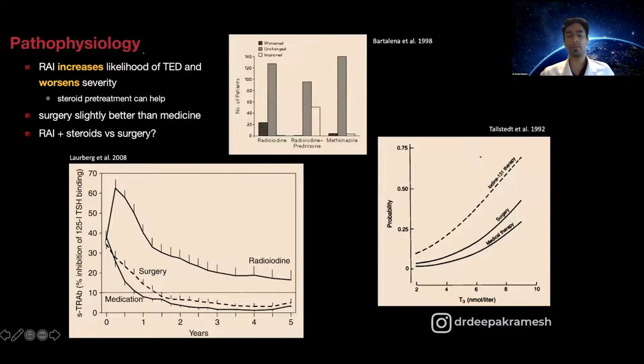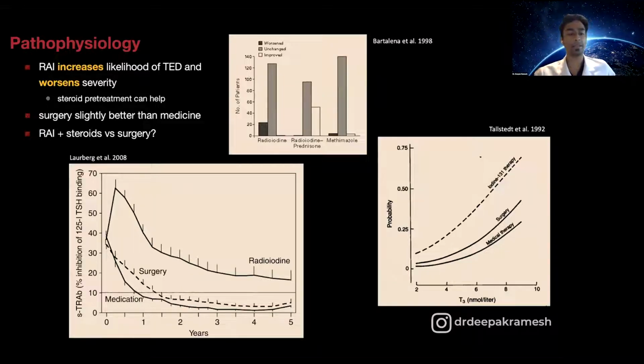So if you have a patient in your office who has hyperthyroidism, they haven't been diagnosed with TED yet, and the endocrinologist is asking you, should I treat with radioactive iodine? If they have signs that are concerning, you probably want to tell them you can co-treat with steroids, or you can choose medical or surgical therapy, but not solely radioactive iodine.